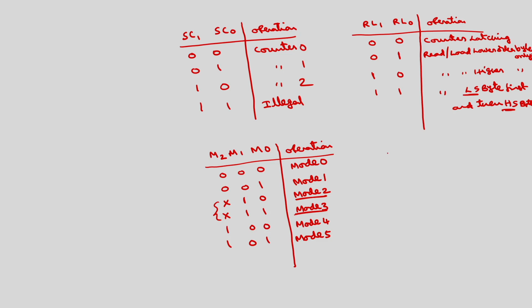And then the last bit is BCD. If this bit is 1, BCD count. If this is 0, binary count. This is about the control register. Now, how to interface this 8254 to the 8086, how to operate in 5 modes, and how to generate precise delays, square waves and different waveforms, that we will discuss in the next lecture. Thank you.